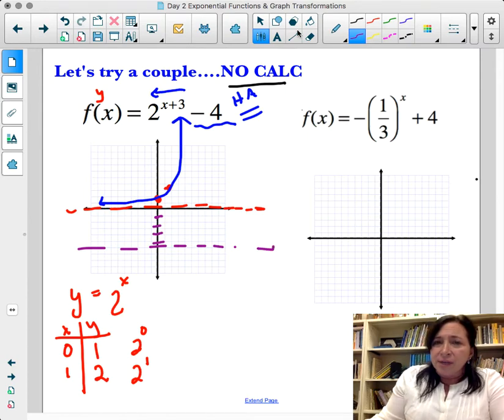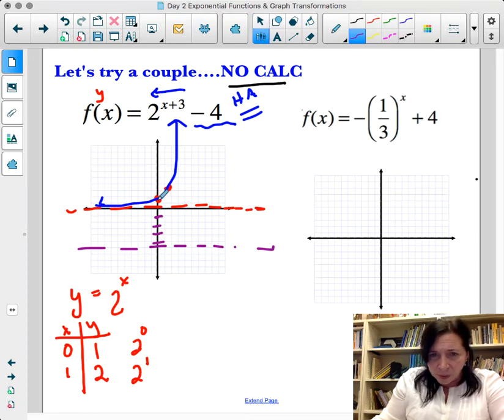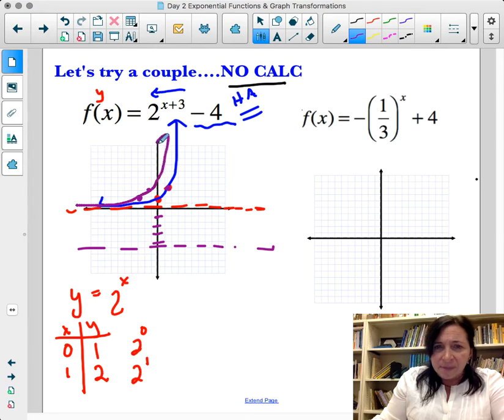The plus 3, I'm going to move this right here to the left 3. So you can either move your graph 3 units to the left, or you can take your point 0, 1 and move it to the left 3. And you can take your point, 1, 2, and then you can move it to the left 3. And in doing that, now my graph does this, okay?